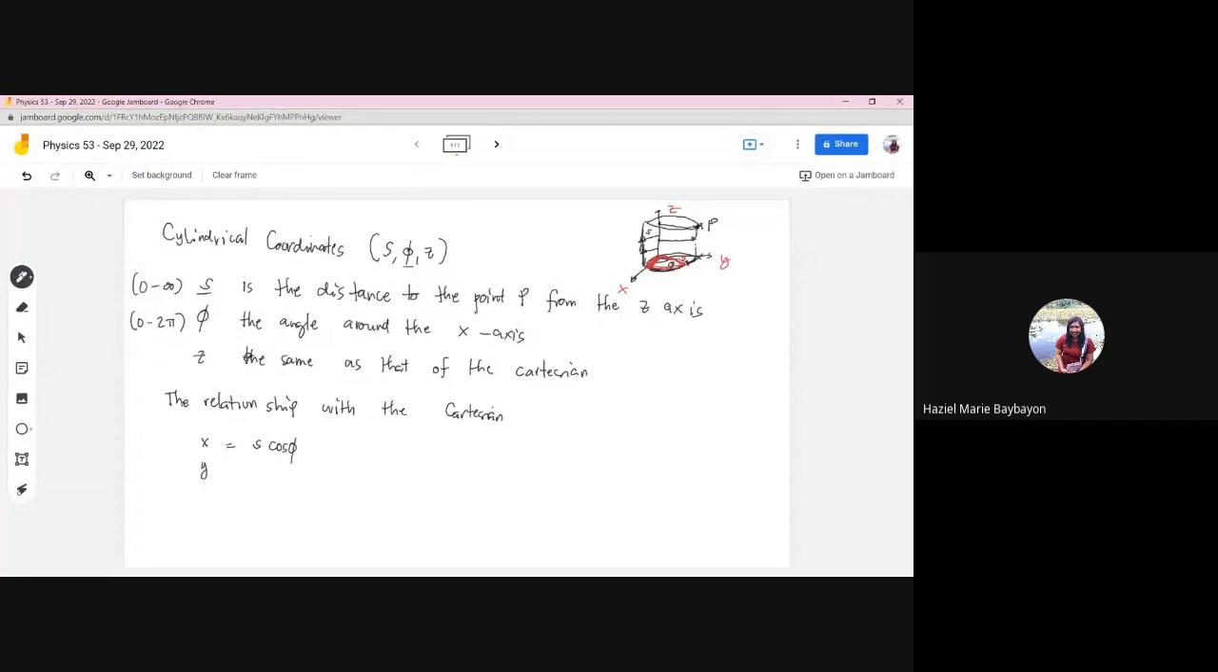And then your Y is this one. So, as you can see, from this right triangle also, this is equal to S sine phi because this length here is just equivalent to your Y. Alright? So it is the side opposite the angle phi, so you have S sine phi. And then your Z is just equal to Z.